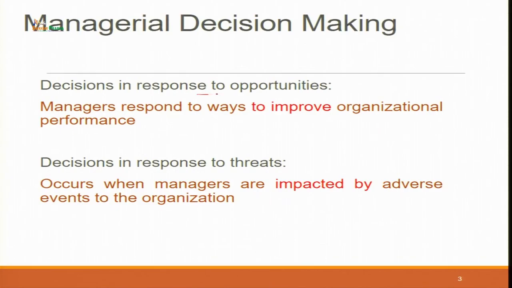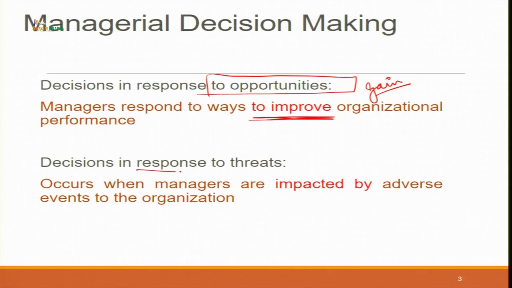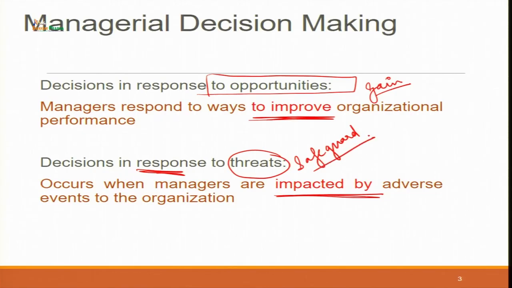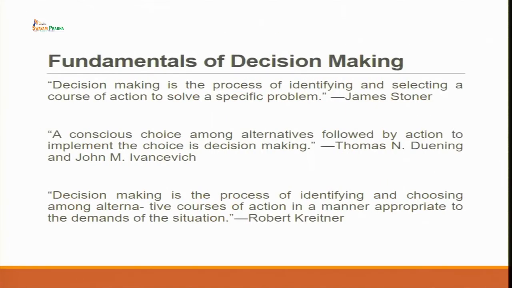When we talk about decisions in response to opportunities which are available in the outside environment, management responds in ways to improve organizational performance. So, here he can have some gain out of exploiting the opportunity which is available in the market. While for decisions which the manager takes in response to the threats available in the outside environment, here the manager is impacted by adverse events to the organization, thus he would like to safeguard the organization from any damage this threat is going to cause to the organizational setup.